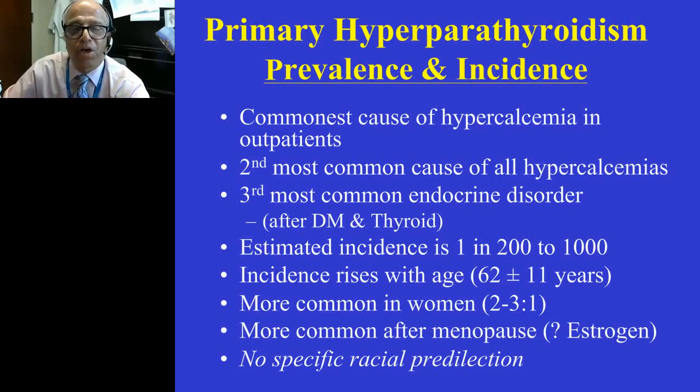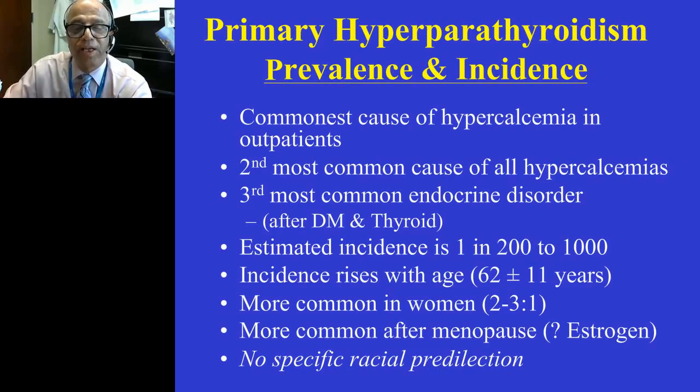It is the commonest cause of hypercalcemia in outpatients. It is the second most common cause of all hypercalcemias. It is the third most common endocrine disorder. Estimated incidence is 1 in 200, depending on which survey you use, and it can vary up to 1 in 1,000.